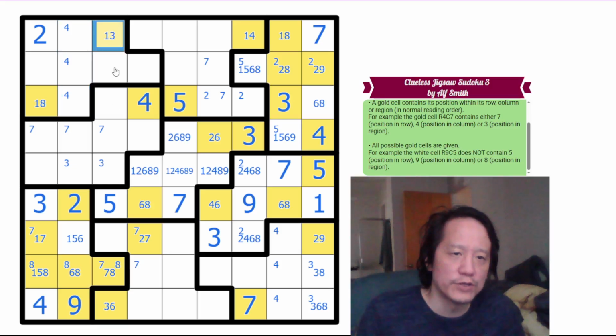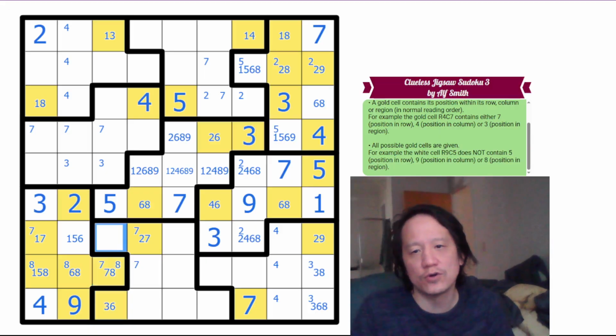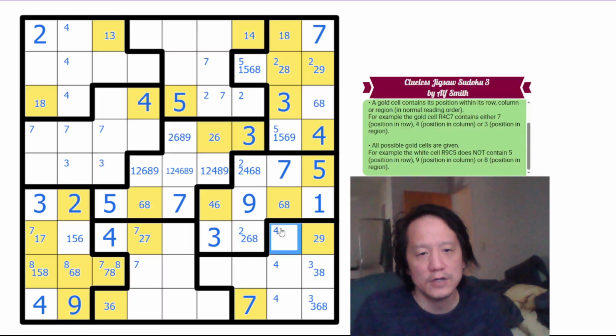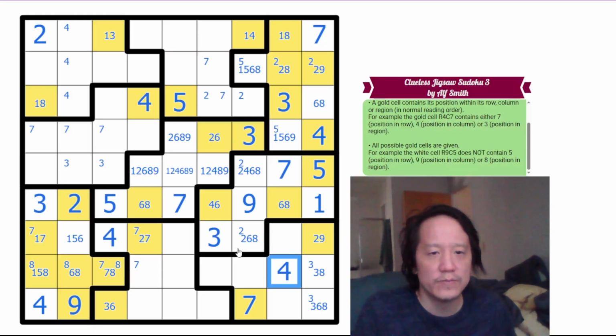Well, where's the 4 then in column 3? Can't be here because one of these 3 cells must be a 4. Can't be here because of the 4 in the region. This is filled out. These don't match for the gold cells, so the 4 in column 3 must be here, which eliminates 4 here. This can no longer be 4, and this can no longer be 4. Where's the 4 in column 8 now? It has to be here.